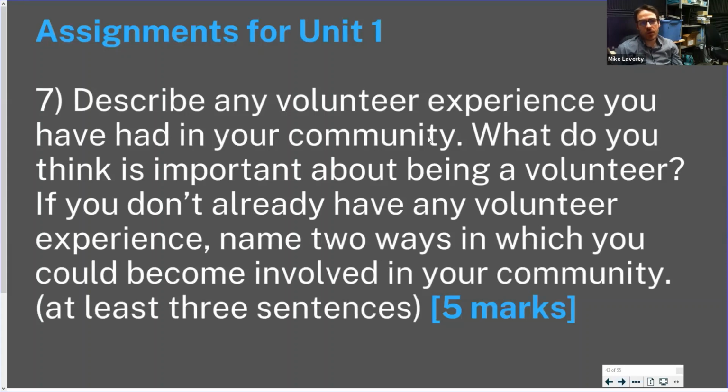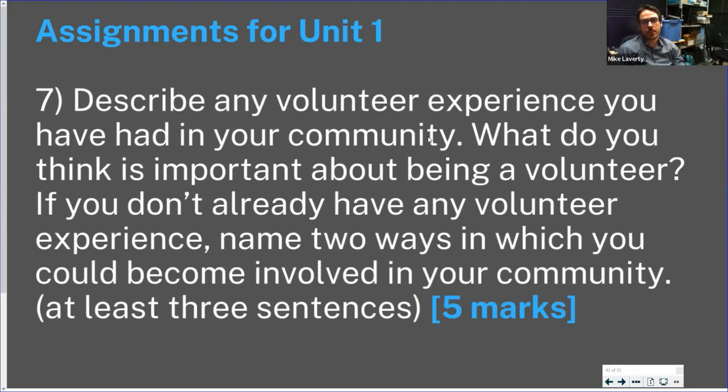Assignments for Unit 1, we have assignment 7. So describe any volunteer experience you have had in your community. What do you think is important about being a volunteer? If you don't already have any volunteer experience, name 2 ways in which you could become involved in your community, at least 3 sentences. So again, I would plan that out and try to write a paragraph.